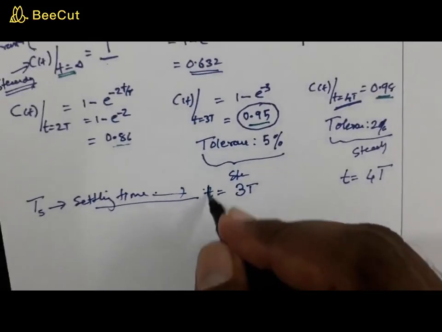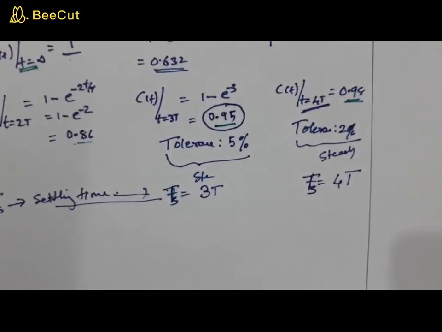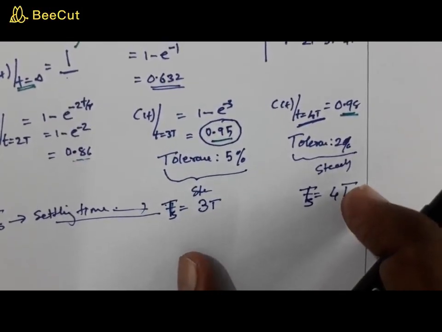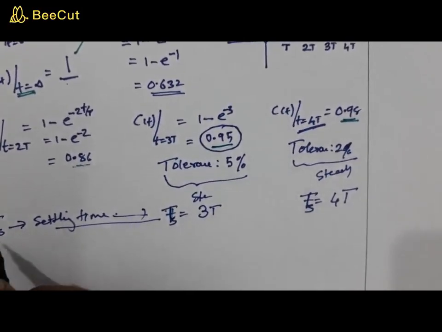So your TS can be 3T, or TS can be equal to 4T. So I hope you understood this. Practically speaking, this is the tolerance time. This is the steady state, or this settling time acts as the demarcation point.